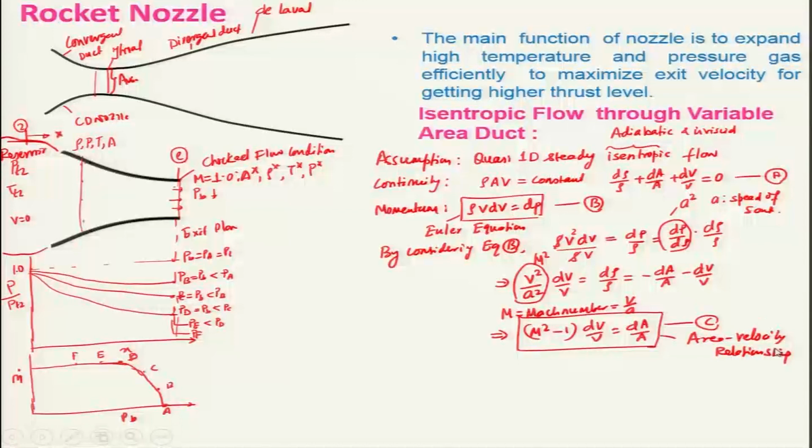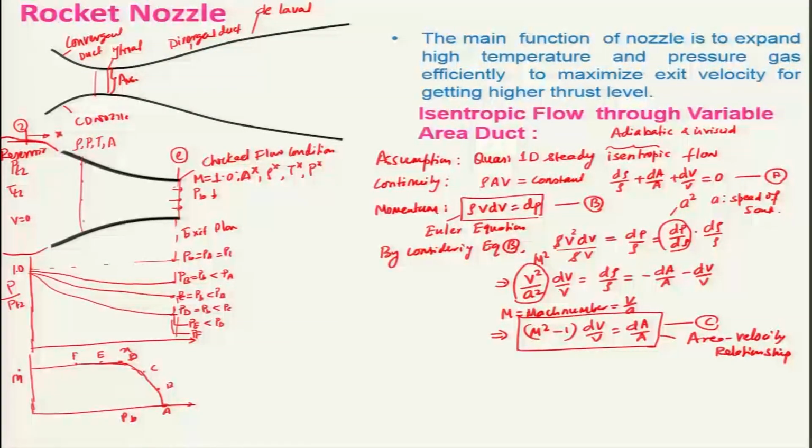You should keep in mind that we can also derive a relationship between area and pressure in terms of Mach number. The importance of this relationship is that, depending on the flow regime, the velocity will depend on the change in area.